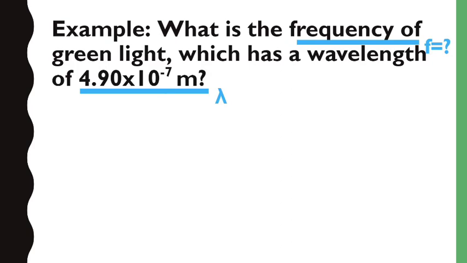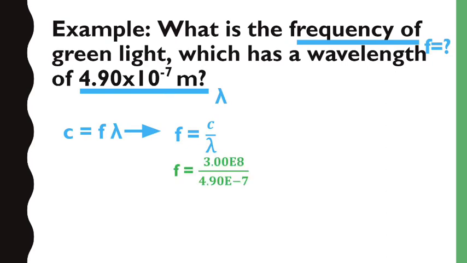So that's what we want to solve for, and that's what I want an equation for. So if you look back at the equations we wrote down, the one that helps us find frequency, F equals something, is going to come from that original equation, C equals F lambda, of course, but we rearrange it to be F equals C divided by lambda. And if we plug in the C value, 3.00E8, and divide it by that lambda wavelength that they gave us, 4.90E negative 7, that gets us our answer.